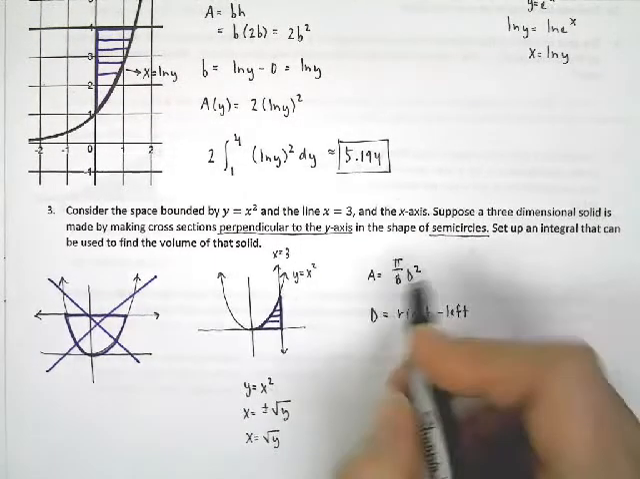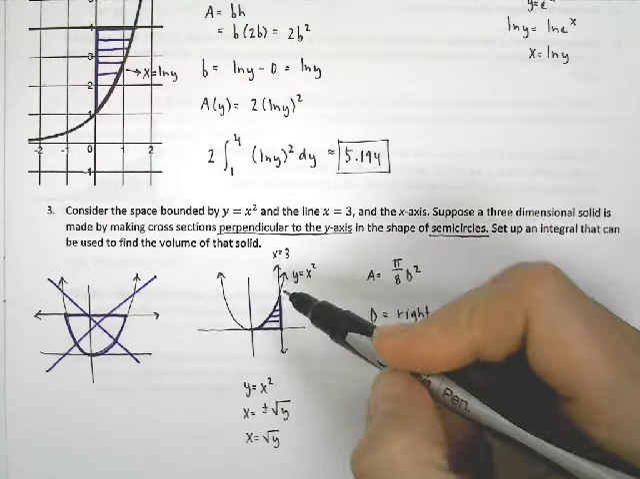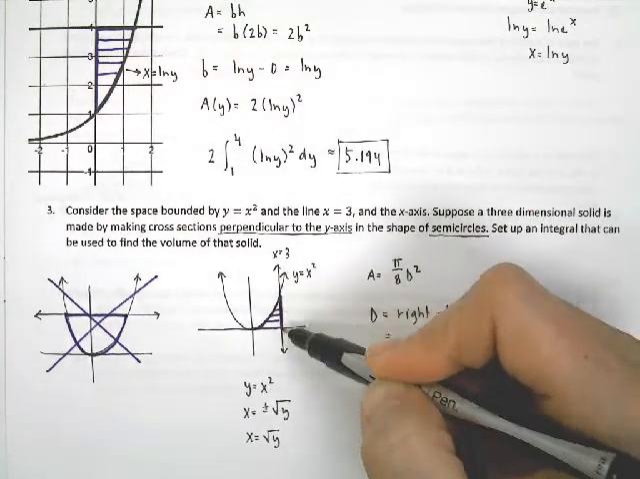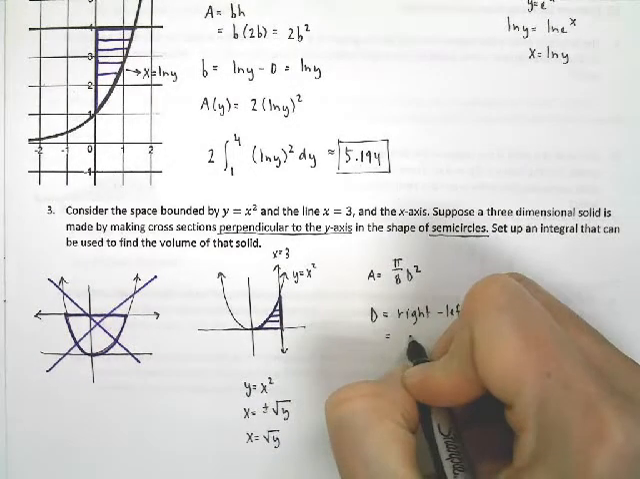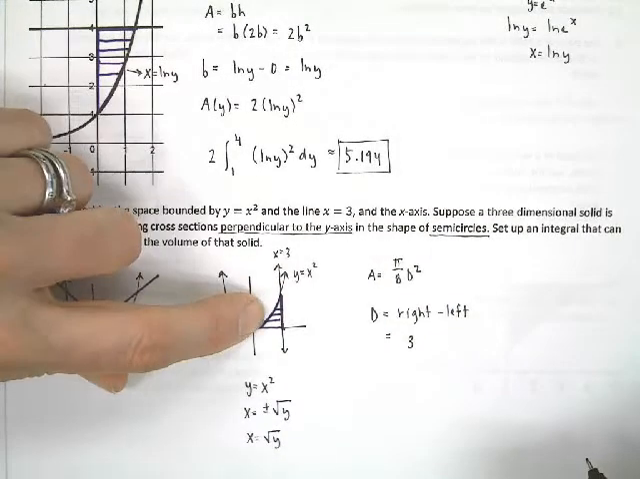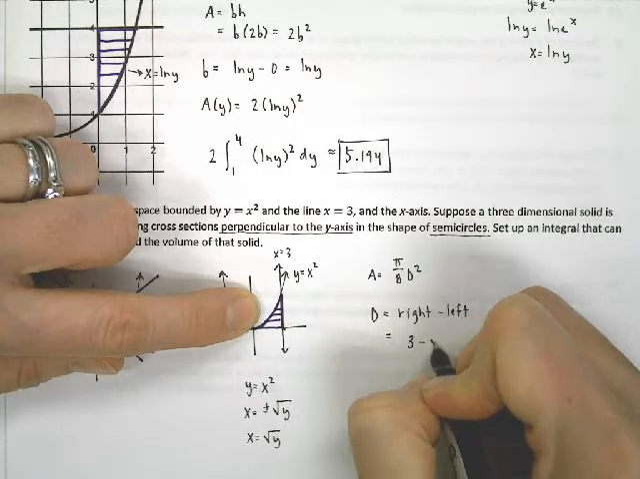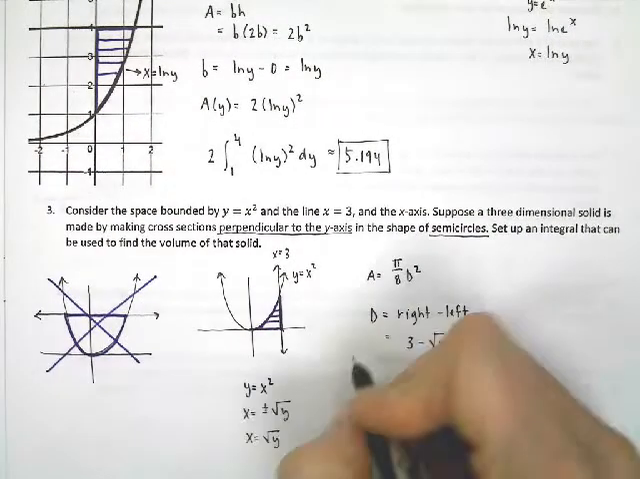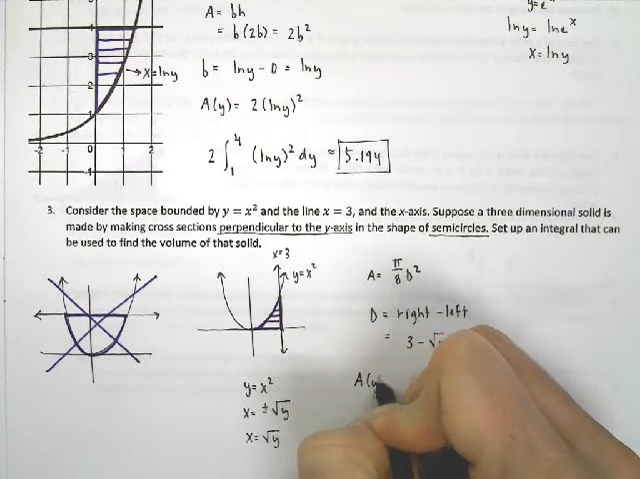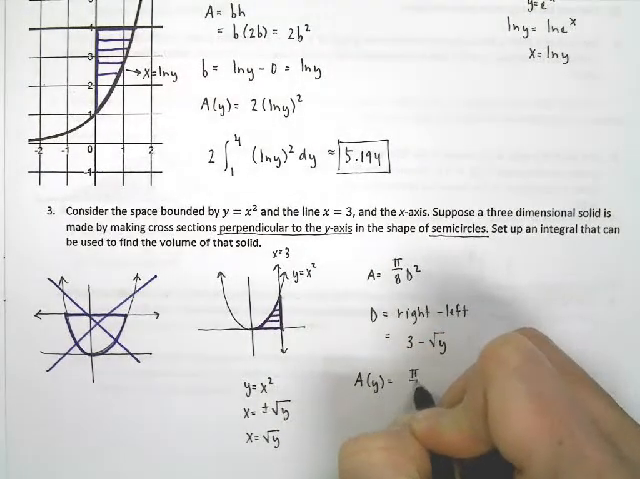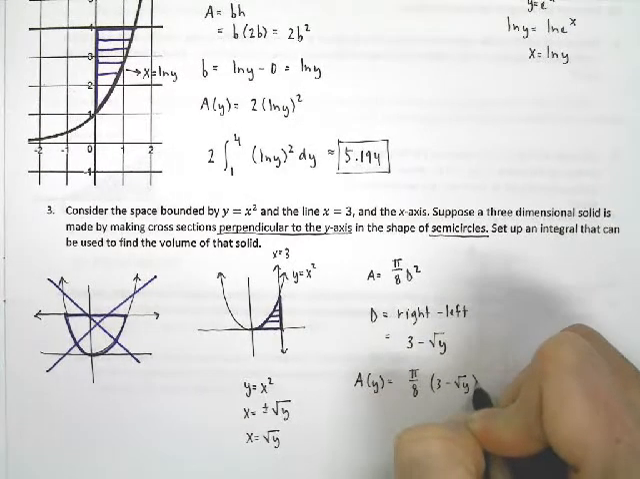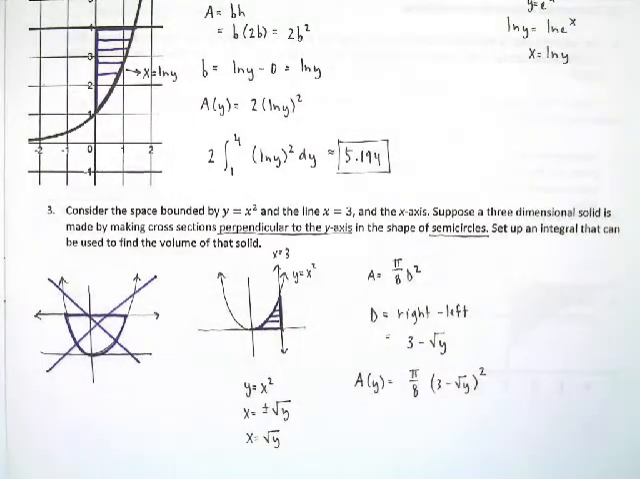Now, I think I misspoke a little bit here. Here's where we have to be careful. Now, in our right case here, my right bound is this line x equals 3. So my right is 3. My left bound is my curve, so minus square root of y. Now I can write my area formula in terms of y. I have pi over 8 times d, which is 3 minus root y, and then we have that squared.